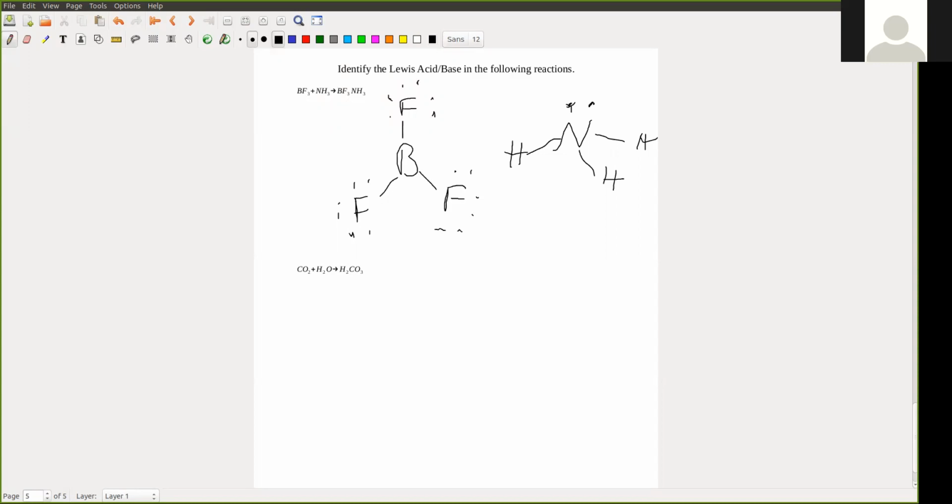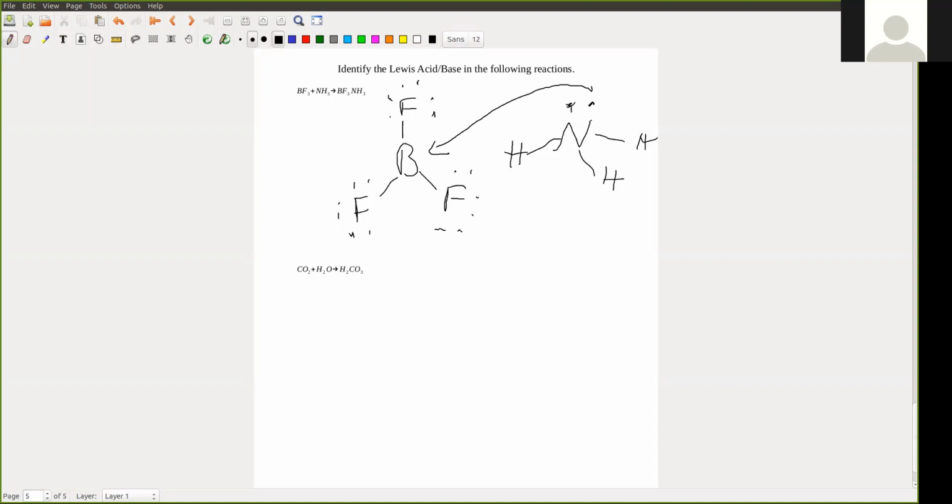Boron has 6. It has 2 from bonding from each fluorine. So it actually has an incomplete octet, which makes it an sp2 hybridized boron, and it is susceptible to accepting electrons because it has an incomplete octet. It's electron deficient. So that would simply mean that because the boron can accept electrons and the nitrogen can donate electrons, that would make the boron trifluoride a Lewis acid and the ammonia a Lewis base. That's a fairly simple example.